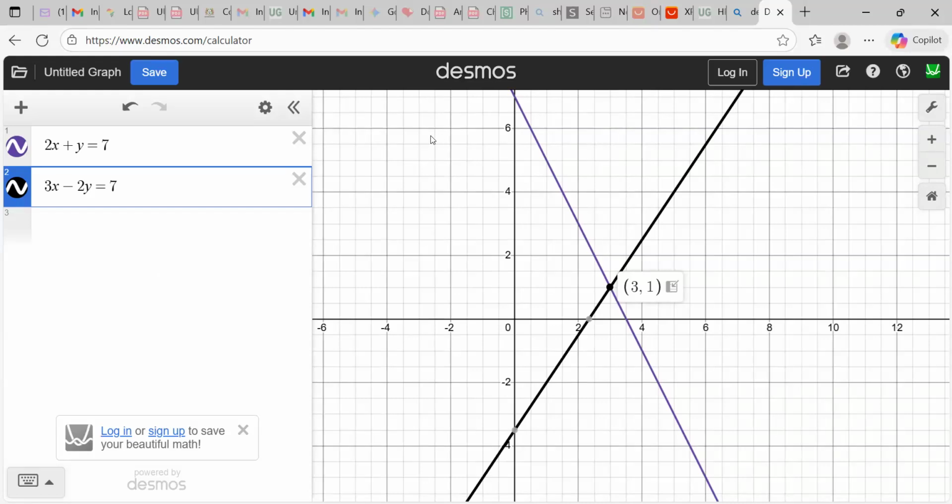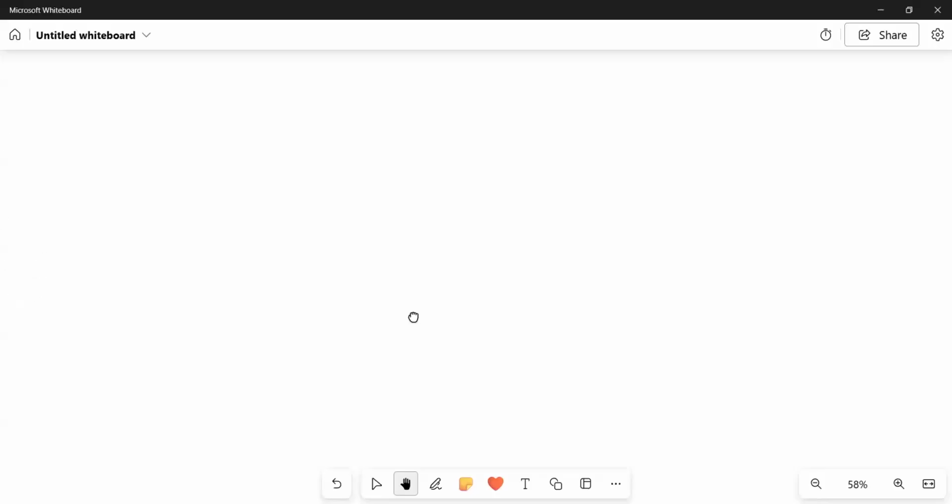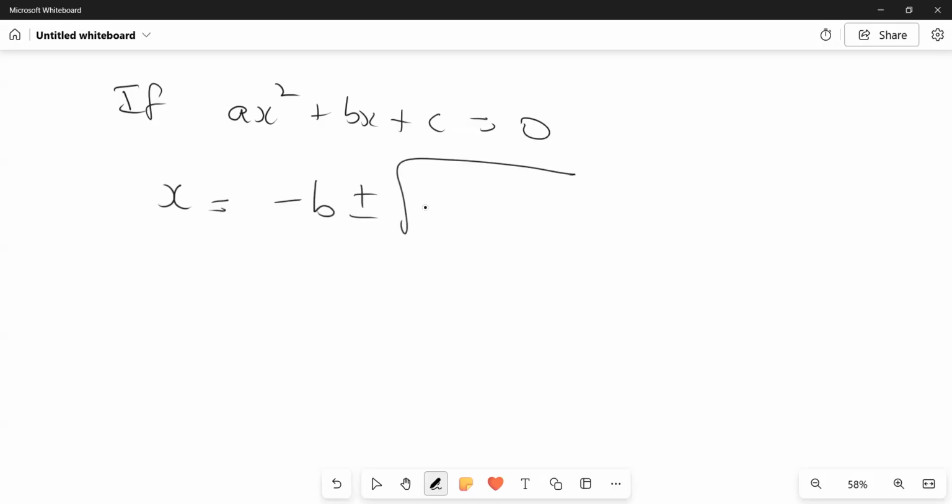Good. So I'm going to stop sharing here for a moment again. And I just want to cover one last thing. I think I did this before, but for some reason, I can't clearly remember. So I'll just cover it quickly. If you have a quadratic equation of the form ax squared plus bx plus c equals 0, then x is equal to minus b plus or minus the root of b squared minus 4ac, all over 2a.